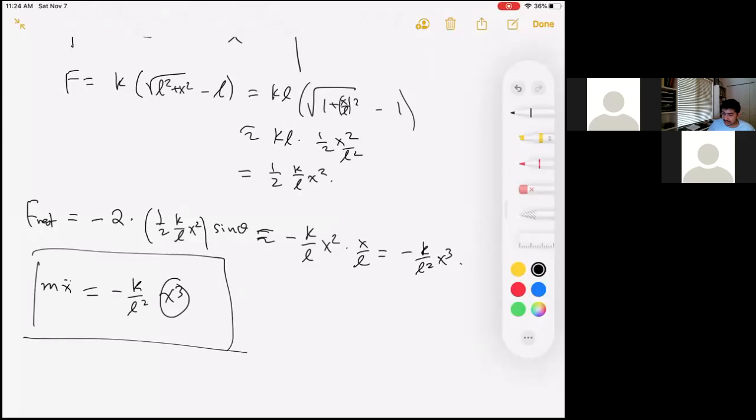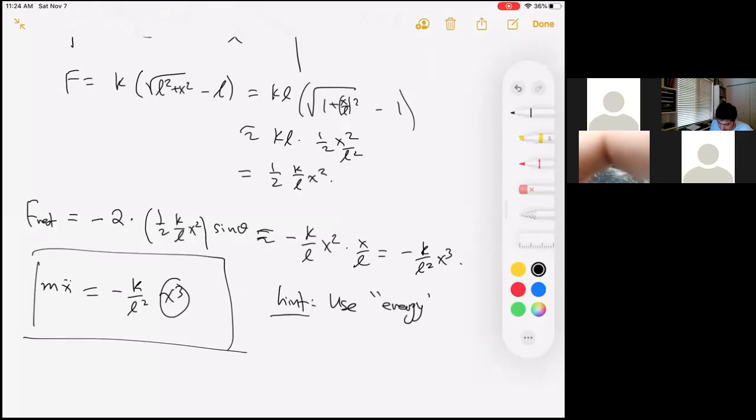I'm not going to tell how that's done, but the hint is to use energy considerations to find v as a function of x. And once you've found v as a function of x, you can do some calculus tricks to find the period. That's the sketch for this problem.